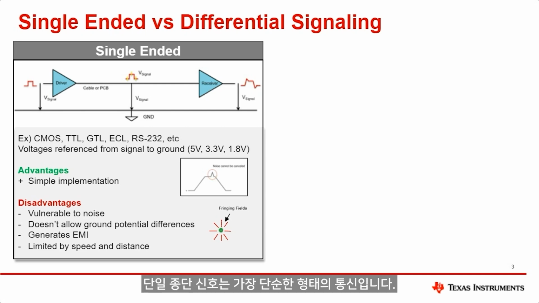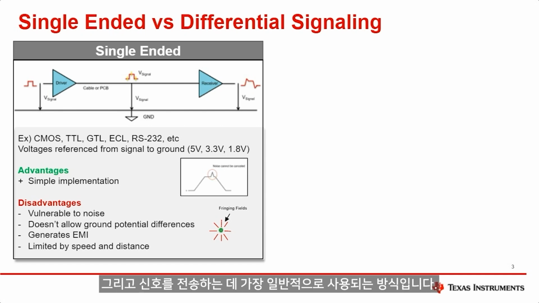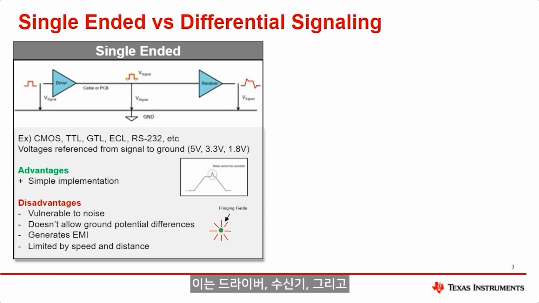Well, single-ended signaling is the simplest form of communication, and it's the most commonly used way to transmit a signal. It consists of a driver, a receiver, and a single conductor that carries a signal that's referenced to some voltage. And oftentimes this voltage is ground. And so it has the advantage that it's very simple to implement, but it does have some drawbacks.